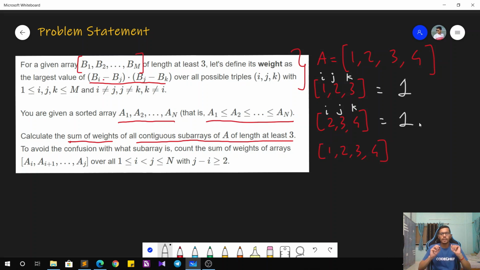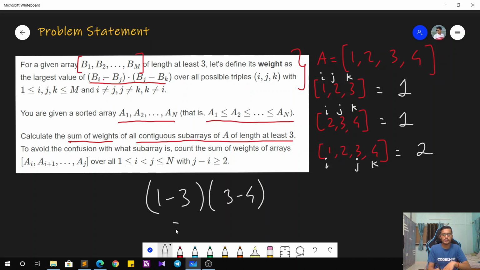Now, in the third subarray, that is the whole array, if you fix i over here, say j over here and k over here, you will get the value of the expression as 2. That is basically (1 - 3) times (3 - 4), which comes out to be 2. And 2 is the weight of this array. Again, you can try all possible triplets, this is going to be the maximum one.